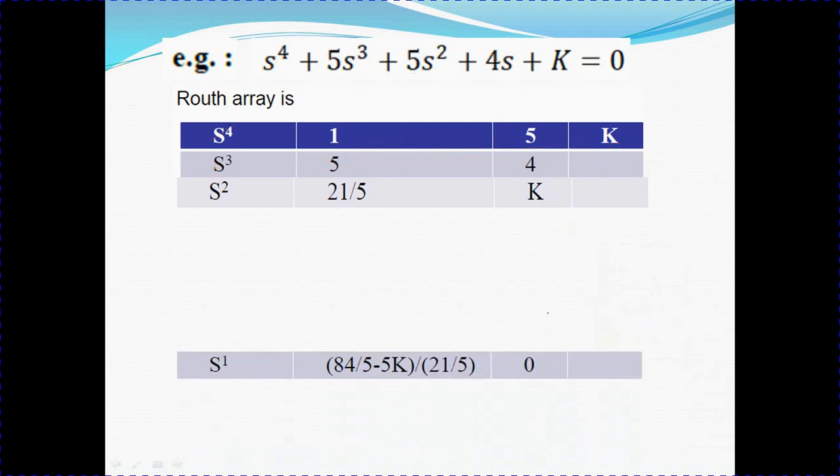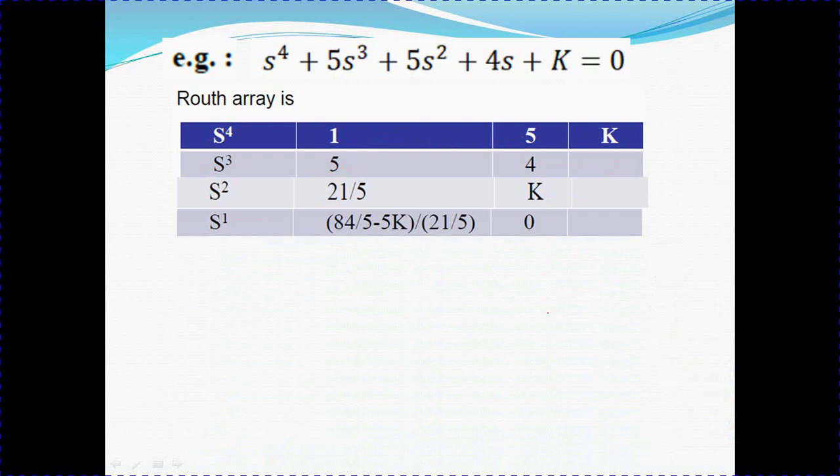Now what we need to do? Now we need to calculate the next row, that is the s to the power 1 row. So we need to use the s square and s cube rows to calculate the elements in the s to the power 1 row. Now if you are using the calculator, don't write it as 21 by 5. You can write whatever value you get out of it.